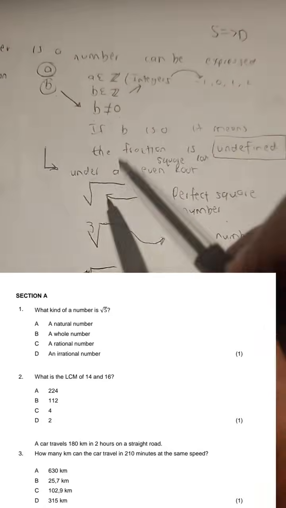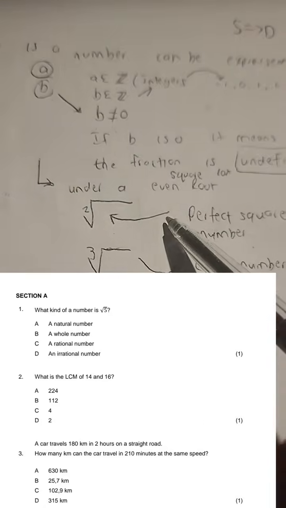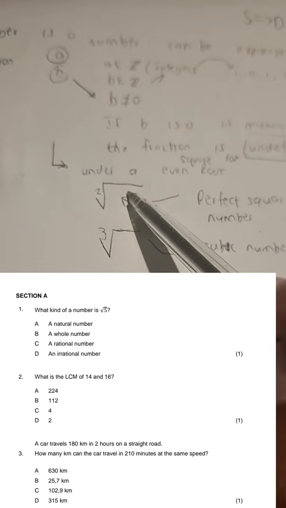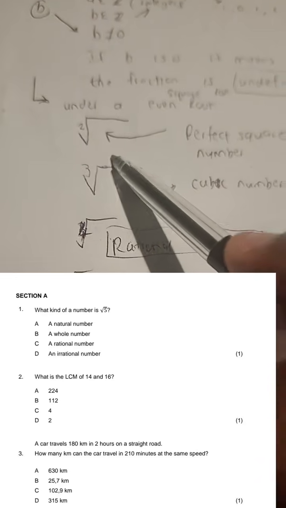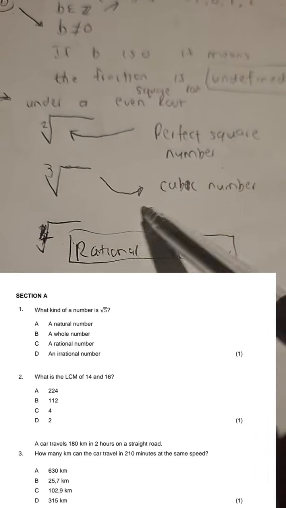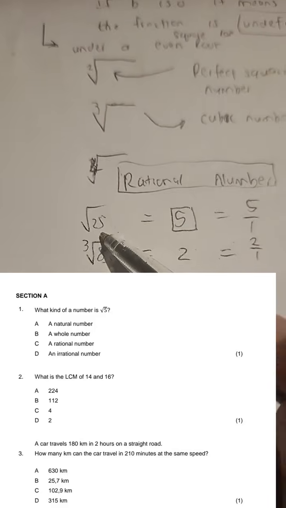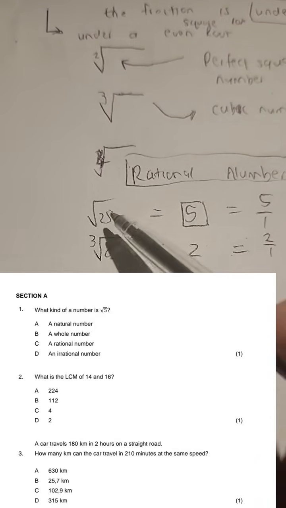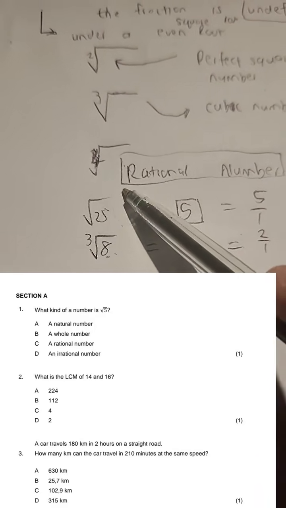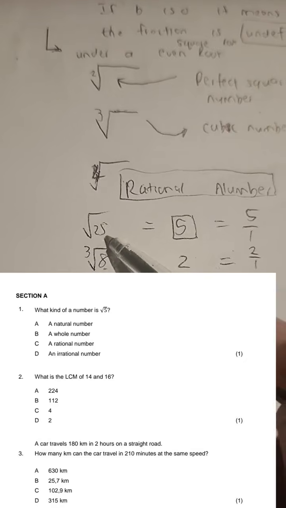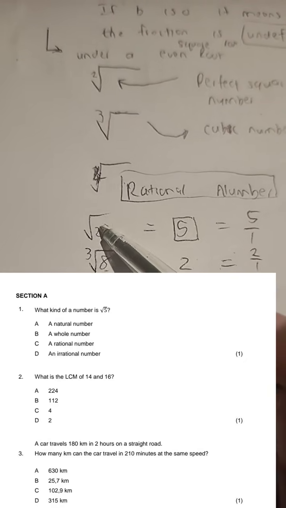Then also, if we have a square root, then we know that if we are to have this as a rational number, there must be a perfect square number underneath the square root. If we have a cube root, then it must be a cubic number under the cube root. For instance, if we have the square root of 25, this square root, in order for it to qualify as a rational number, must have a perfect square number under the square root.